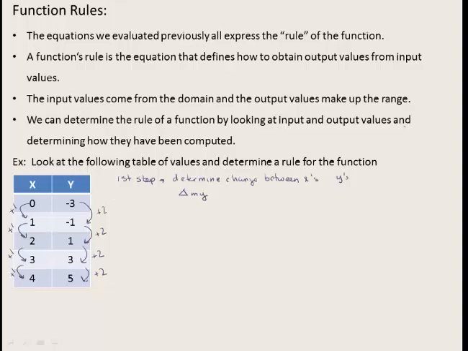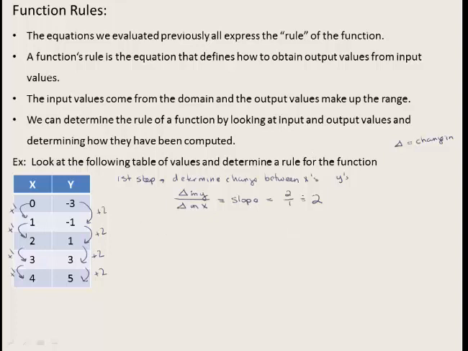Now the change in y, this symbol here in math means change in. So the change in y over the change in x is our slope. That's rise over run, or change in y over change in x. This gives us our slope. Since each of these is the same every time, we can say that our slope is equal to 2 over 1, which is equal to 2.